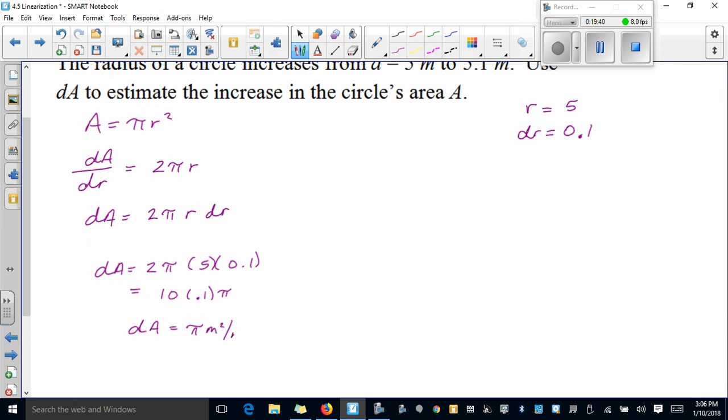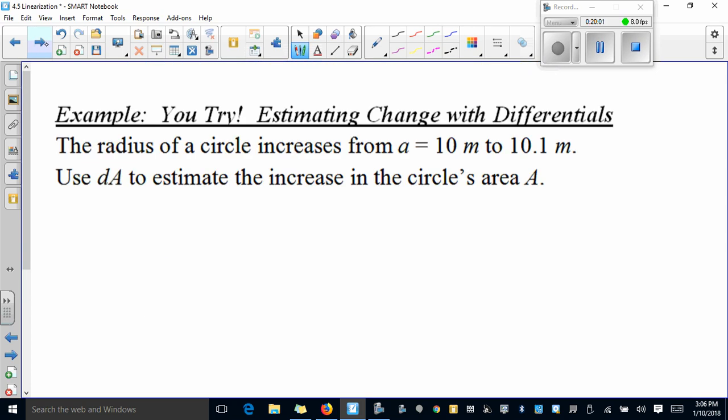Okay, so this would be one for you guys to try on your own. I probably won't do this one in class, but I'll go ahead and do it in here so you guys have it, because everything's the same. All I did was change numbers. Area equals pi r squared. So dA over dr is equal to 2 pi r, or in other words, dA is equal to 2 pi r dr.